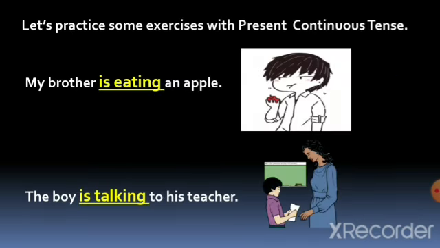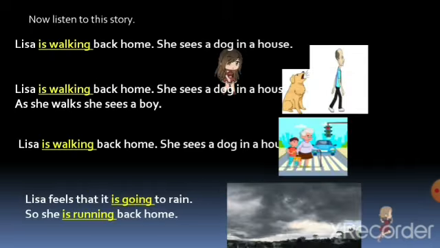Now let's practice some exercises with present continuous tense. My brother is eating an apple. The boy is talking to his teacher. The yellow colored underlined words form the present continuous tense. Is eating, is talking are examples of present continuous tense.